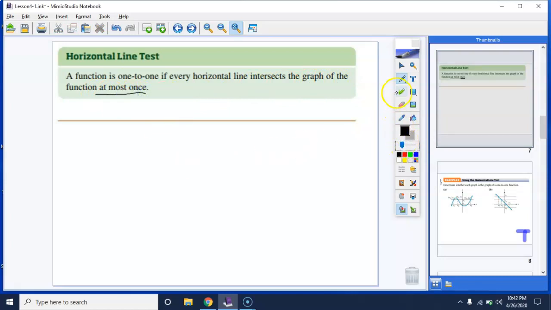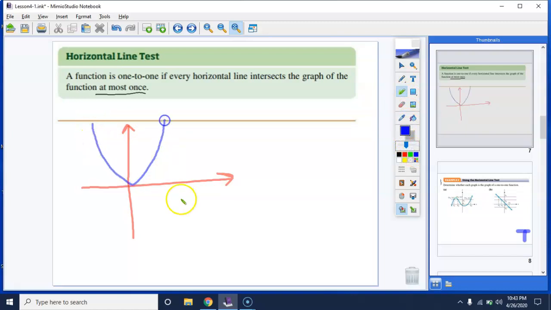Let me make up a graph over here. Let's say I have such a graph like this. All right, folks, let's check whether this function is 1 to 1 or not. If I have a horizontal line like this, as you see, it crosses twice. So let's say this function is f(x), so it's not 1 to 1.